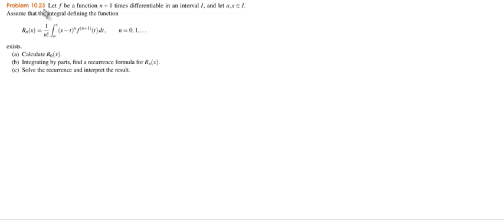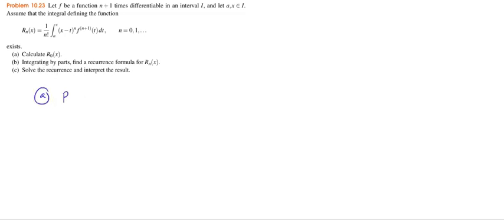Problem 10.23. Let f be a function n plus 1 times differentiable in an interval I, and let a and x be two points in this interval. Assume that the integral defining this function Rn of x, which is 1 over n factorial times the integral between a and x of (x minus t) to the n times f, the (n plus 1)th derivative of t, dt, exists. Now first calculate R0.